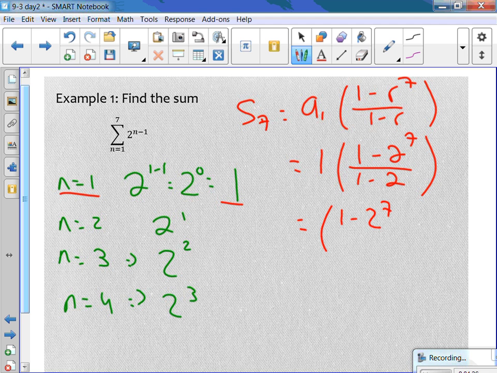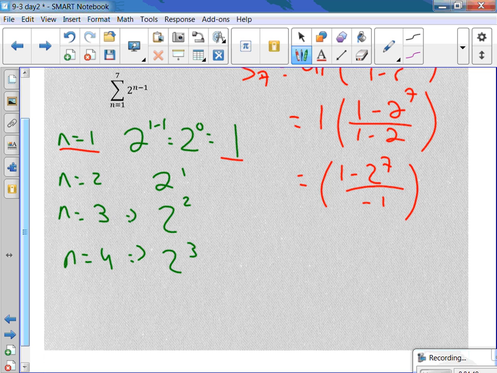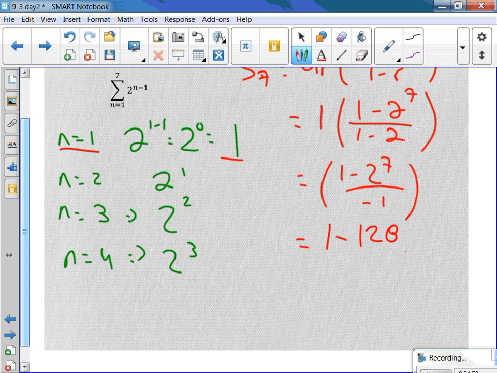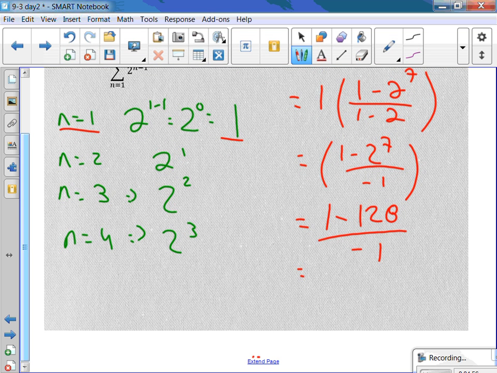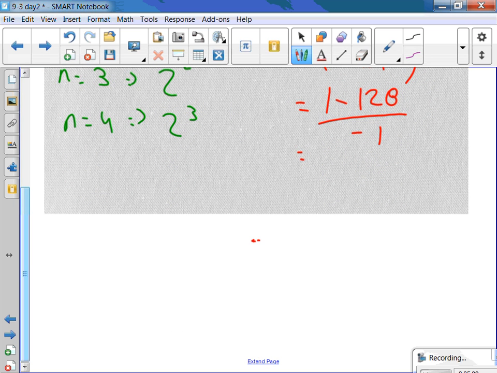I'll do the tough part. So 1 minus 2 to the 7th, 2 to the 7th is 128. So 1 minus 128 over negative 1. So it gives us a value of the sum equaling 127. All right. Questions on it?